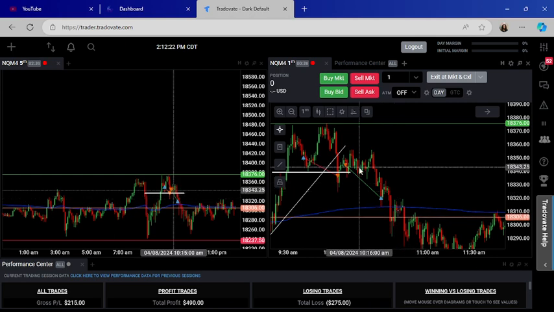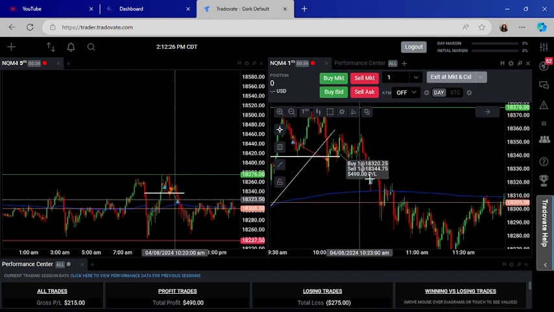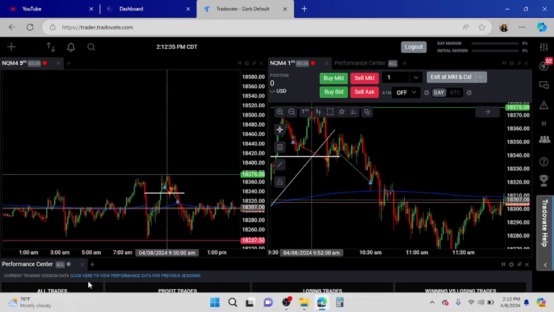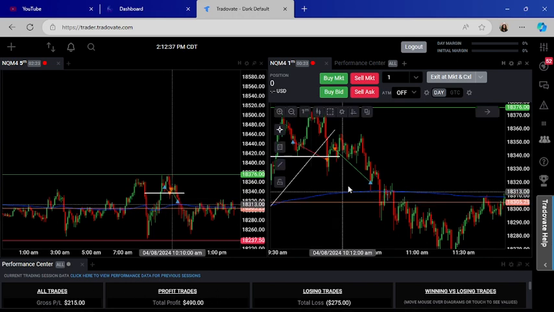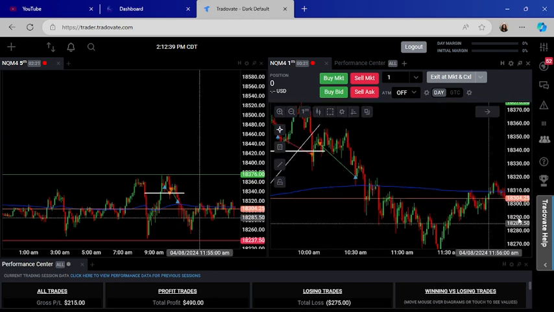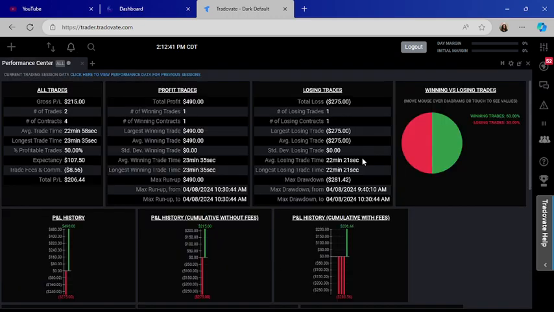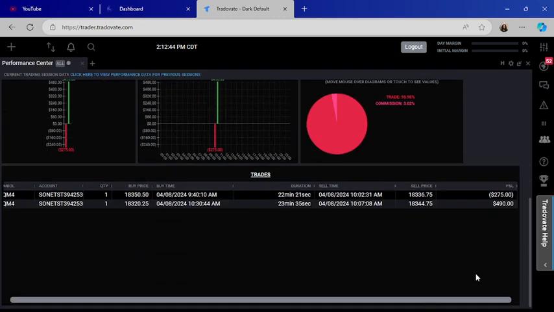If you don't get that move immediately as a scalper, then I don't want to sit in it any longer than that. So we got the move that we wanted, made about 490, was able to make the 275 back from the first losing trade, and we walked away with $215, as you can see down here. And price continued to move further down. I'm really happy with the way we played these two trades out today.